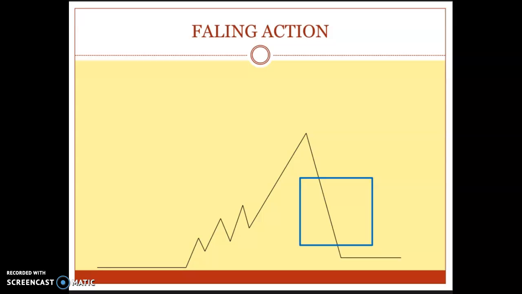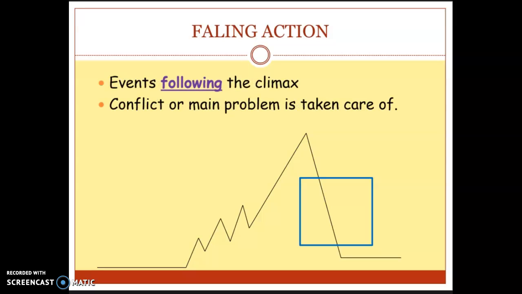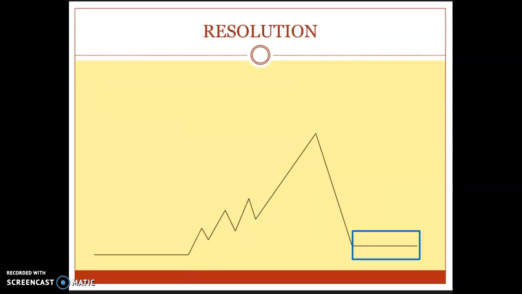Following the climax, we have the falling action. And if you look, my falling action is like a really quick fall. In short stories, there's not a lot that happens after a climax typically. That's why it's such a steep fall. The conflict or the main problem is definitely taken care of at this point. And the last part is the resolution.